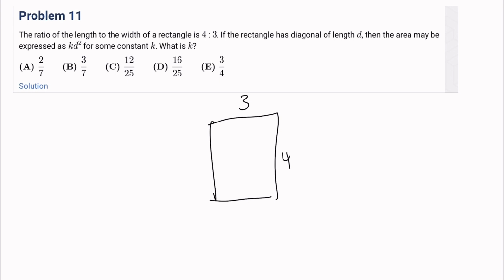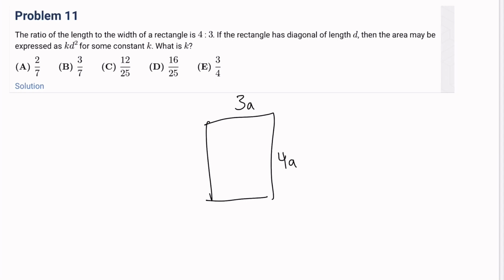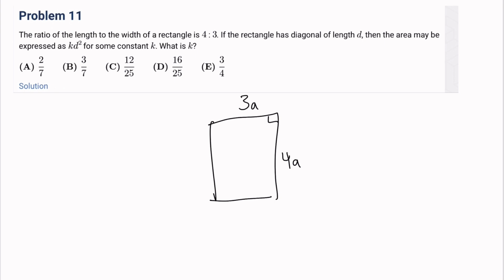Since we don't know the actual length and the width, let's say it's 4a and 3a, right? Then since it's a rectangle, this is a right angle, so if we draw a diagonal, then that length would be 5a due to the Pythagorean theorem. And so d would equal 5a, right?